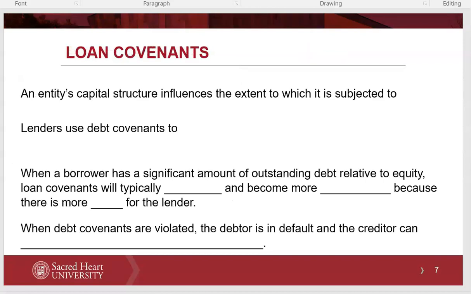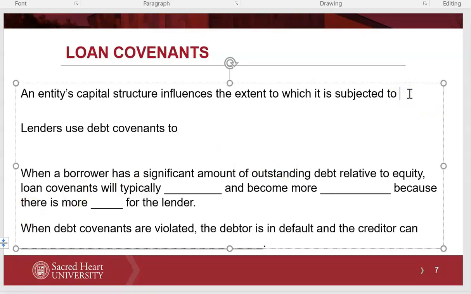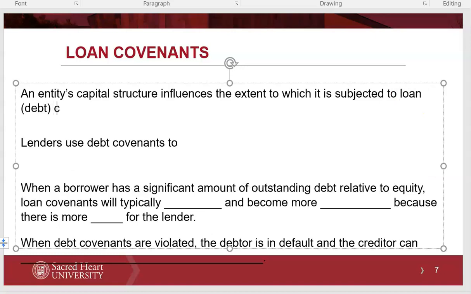Loan covenants. An entity's capital structure influences the extent to which it is subjected to loan covenants, also called debt covenants.